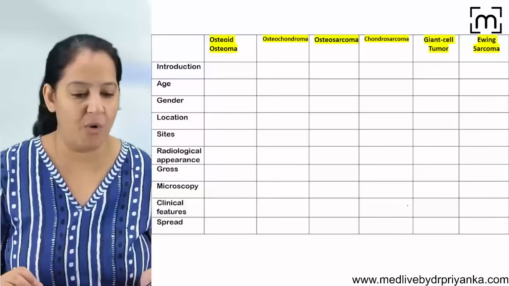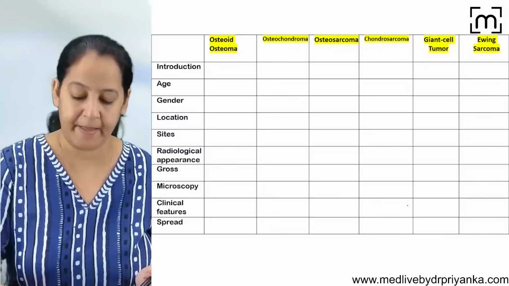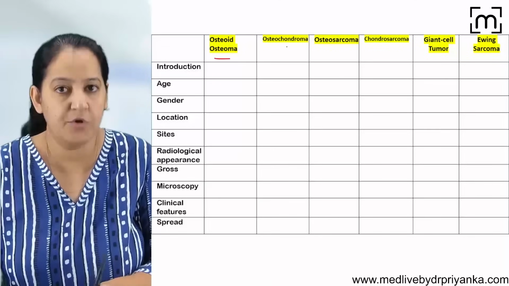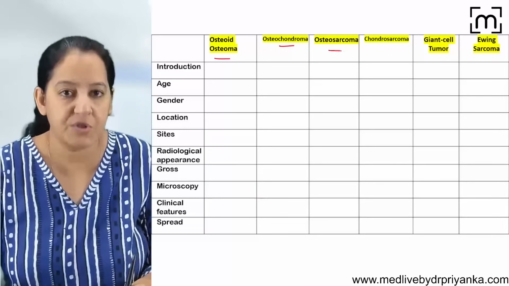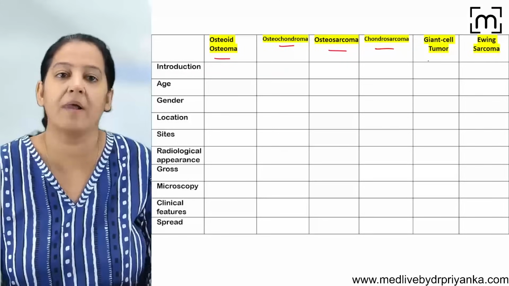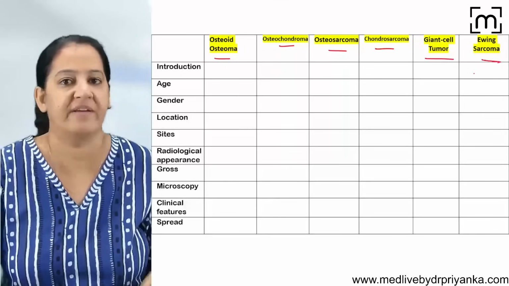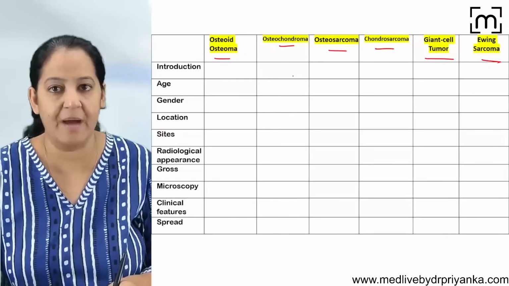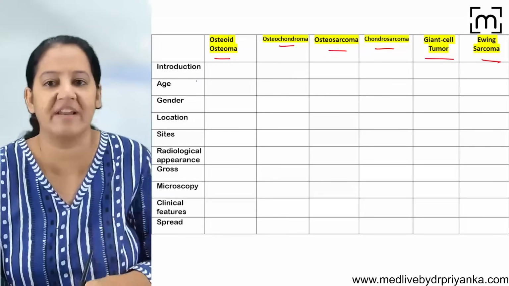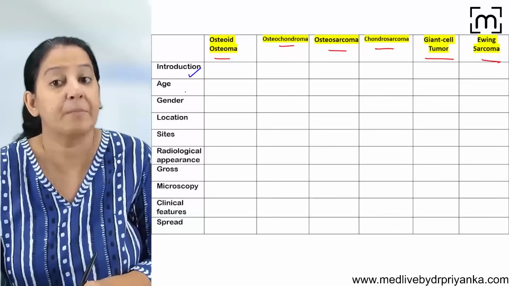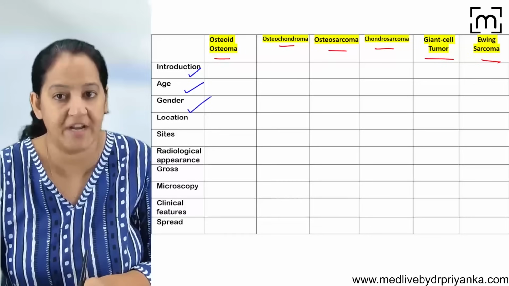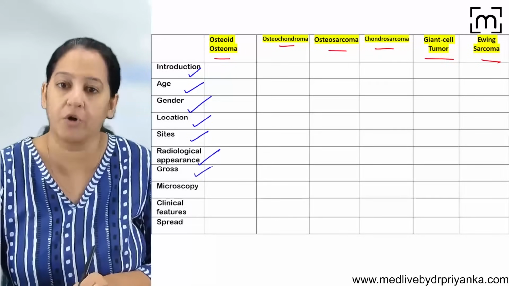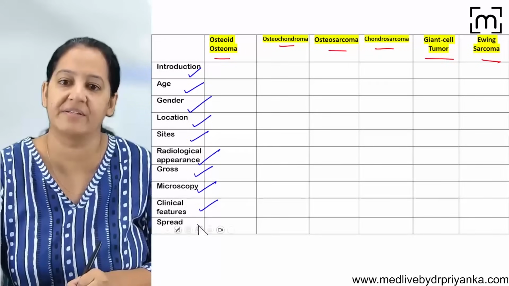We will see the details of all these tumors. We have to see the detail of the 6 bone tumors: osteoid osteoma, osteochondroma, osteosarcoma, chondrosarcoma, giant cell tumor, and Ewing sarcoma. One by one we will take the details of them under a fixed set of headings. First I will let you know the introduction of each of them, then most common age of presentation, gender predilection, location, sites, radiology, gross, microscopy, clinical features, and spread.